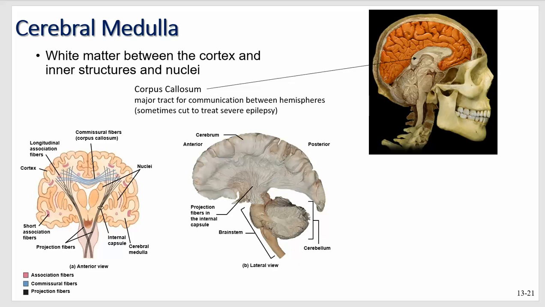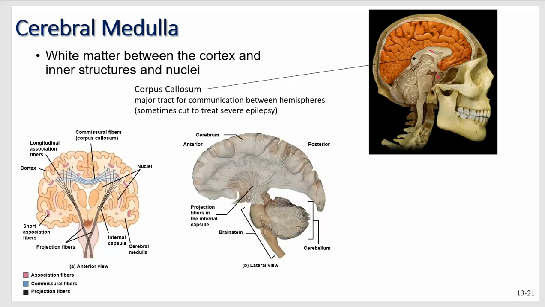All right, so the cerebral medulla. We're kind of moving up. We had our thalamus, hypothalamus, and pituitary, and now we have this area called the cerebral medulla, as opposed to the cerebral cortex. The cerebral medulla is the white matter between the cortex and some of these inner structures. We also have the corpus callosum. The corpus callosum is a tract that goes laterally, connecting the left and the right halves.